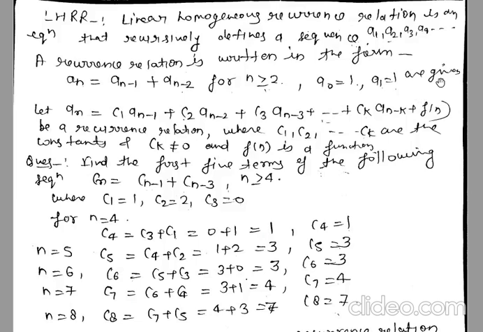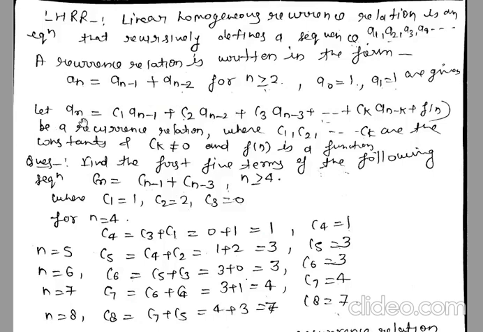So that means our series will be in the form of a sequence: A1, A2, A3, A4, and so on. These are the terms of the sequence. A recurrence relation is written in the form an is equal to an minus 1 plus an minus 2 for n greater than or equal to 2, and a0 is equal to 1, a1 is equal to 1 are given in our sequence, right? So this is called a recurrence relation if our relation is in this form.